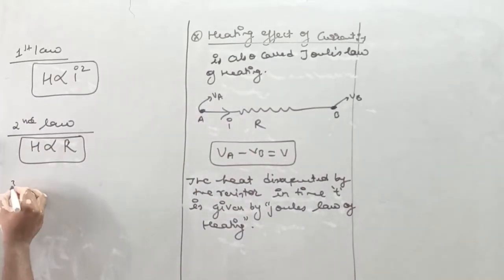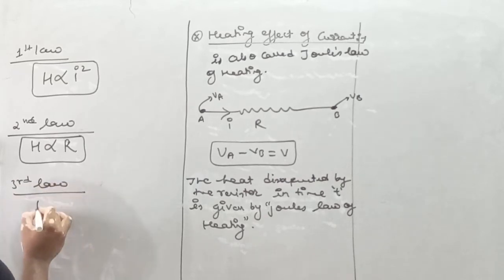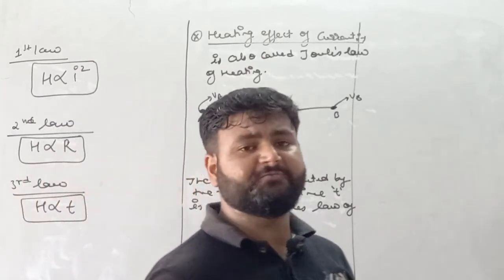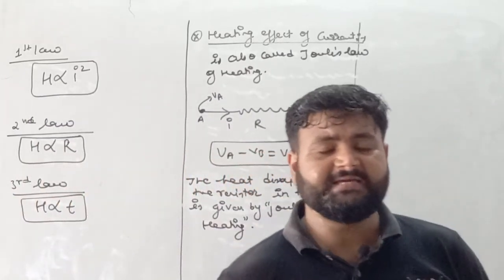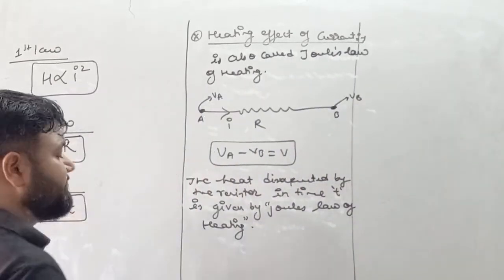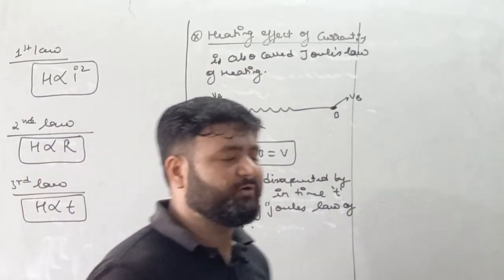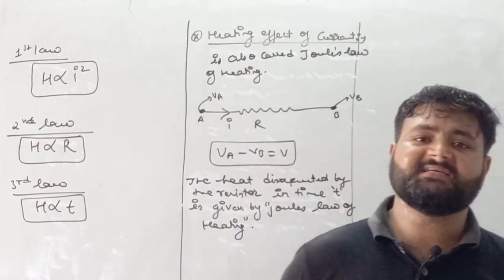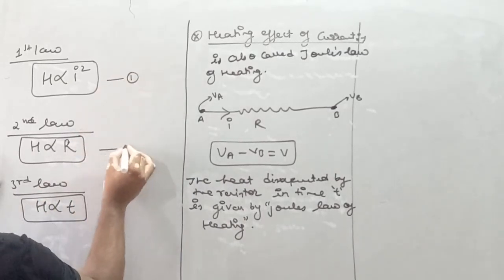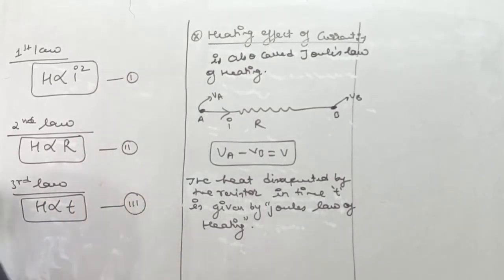Moving forward, let's talk about the third law. The third law says the heat dissipated by the resistor is directly proportional to the time in which current is flowing. So write down: the heat dissipated by the resistor is directly proportional to the time in which current is flowing in the resistor.